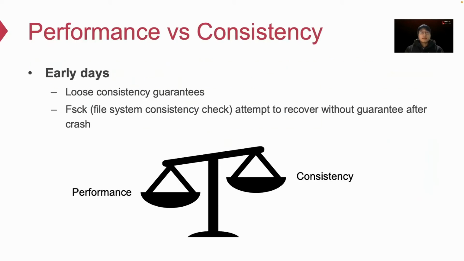In the early days, file systems were designed for performance with loose consistency guarantees. For example, FFS relies on the clean unmount of the file system to avoid consistency issues. In case of a crash or power shortage, file system users have to invoke and wait for the lengthy file system consistency checker, that is FSCK, which will detect consistency issues and attempt to recover, but without any guarantee.